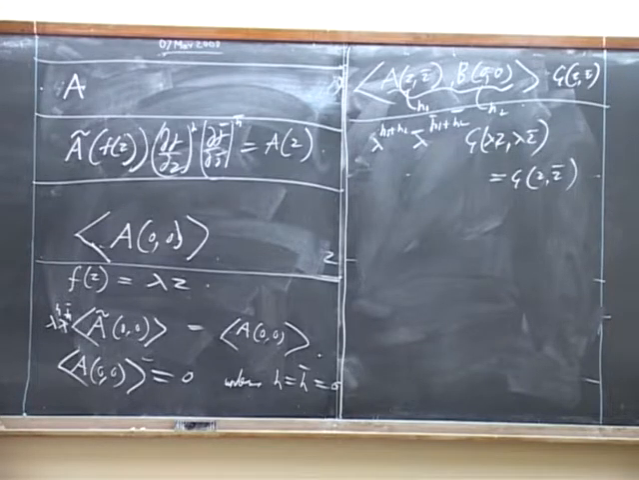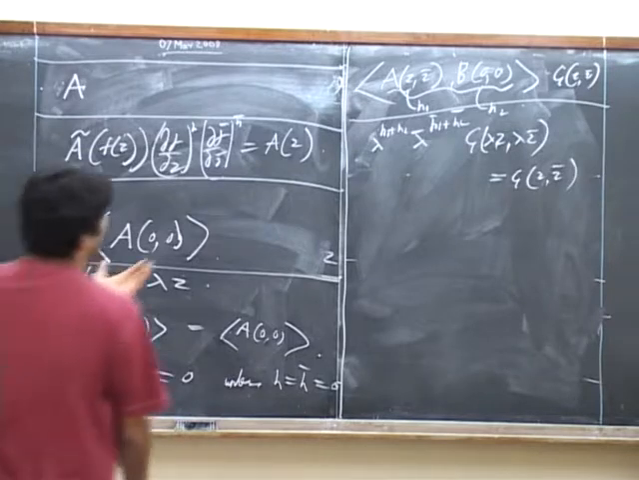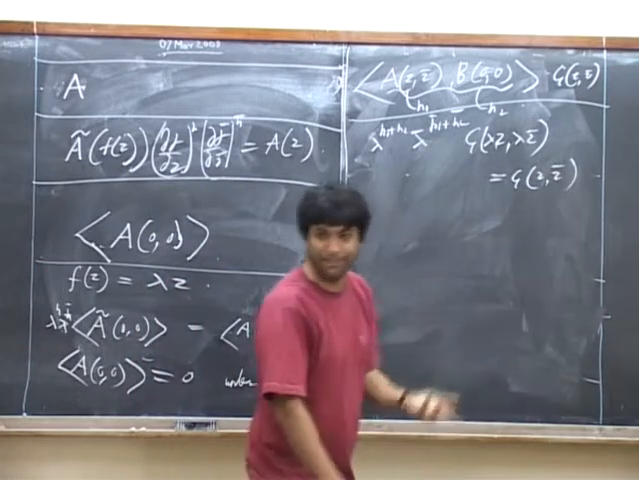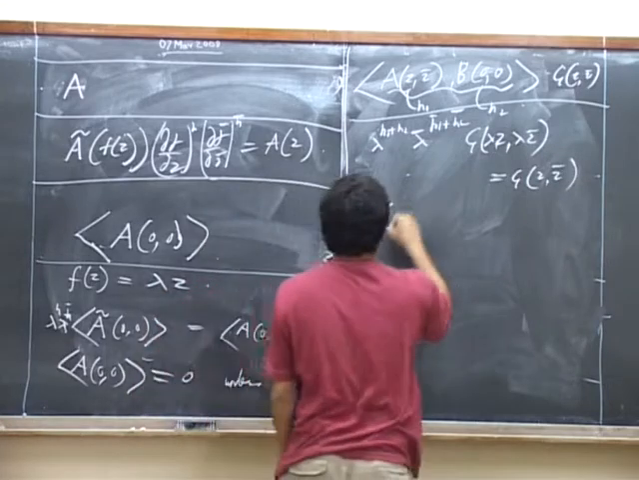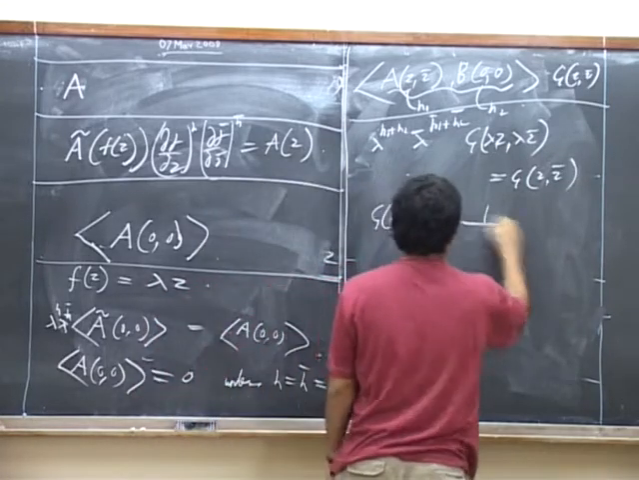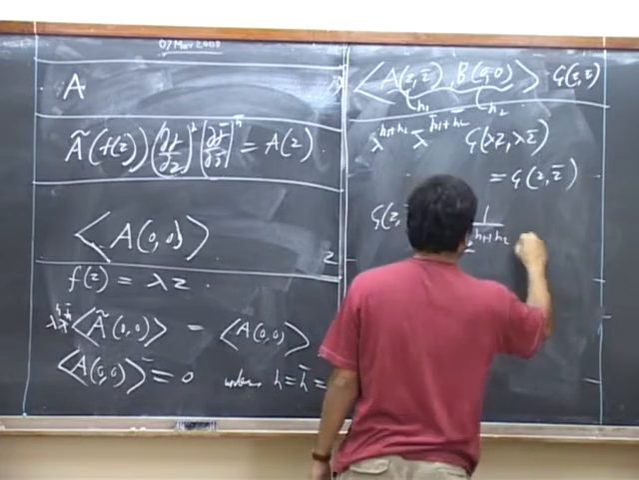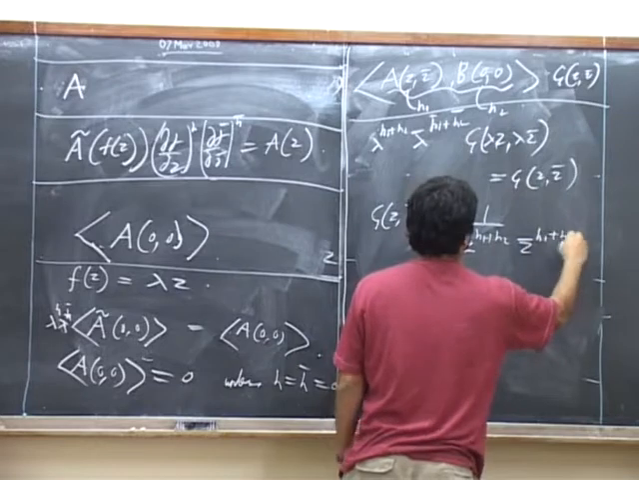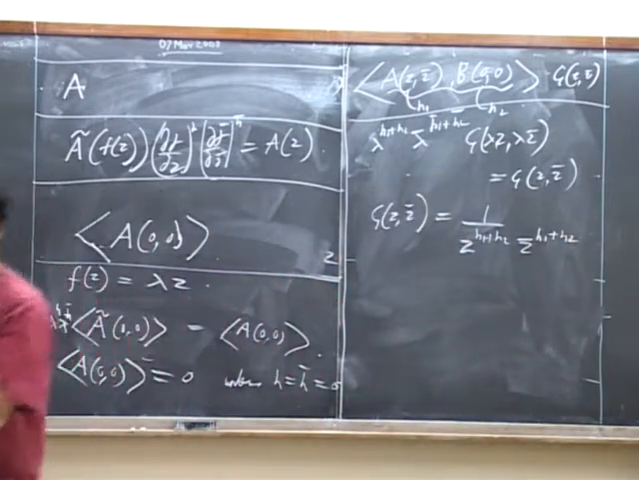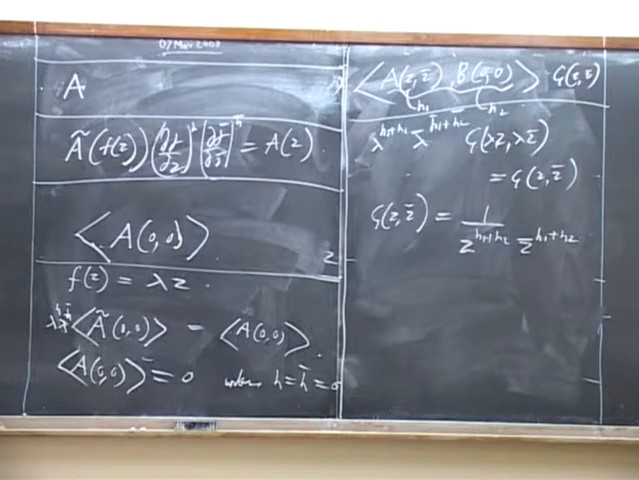Is this clear? Okay, how can this equation be satisfied? Well, it can only be satisfied if g is a power law with appropriate powers. So we conclude from this that g(z, z̄) is equal to 1 over z to the power h1 plus h2, times 1 over z̄ to the power h̄1 plus h̄2. Is this clear?